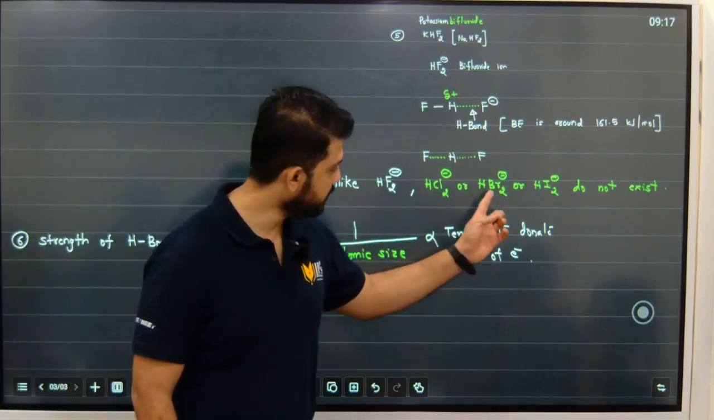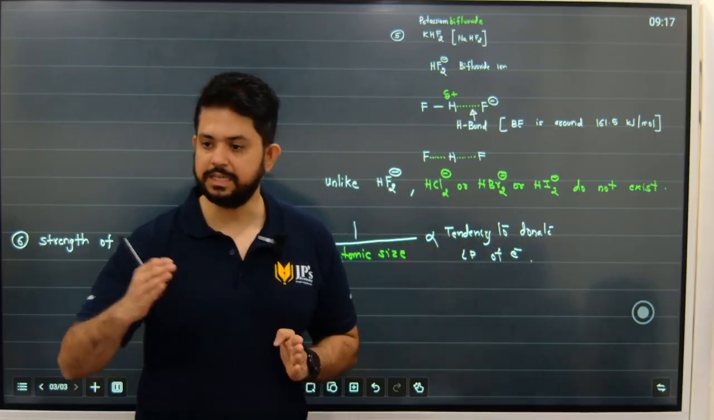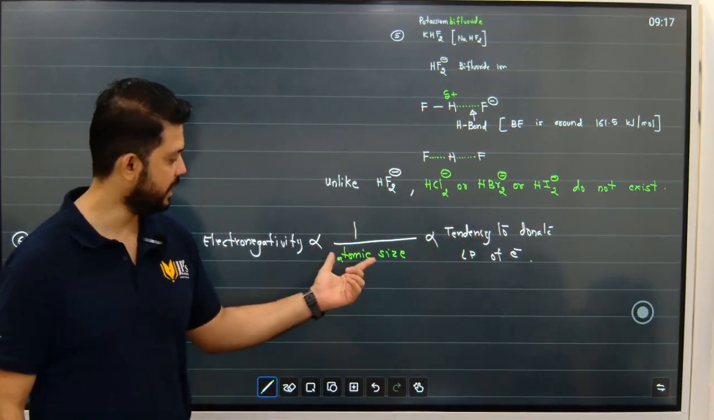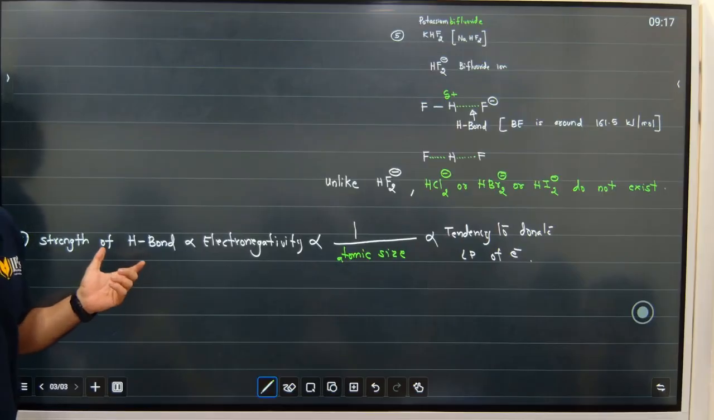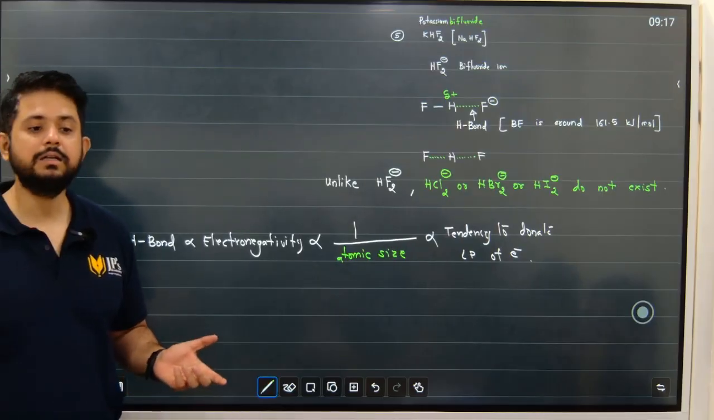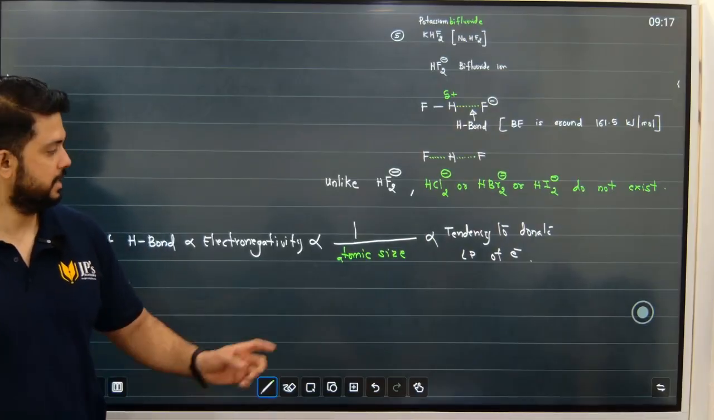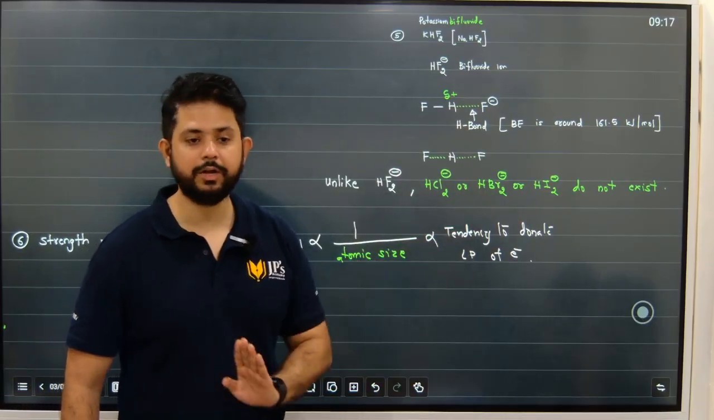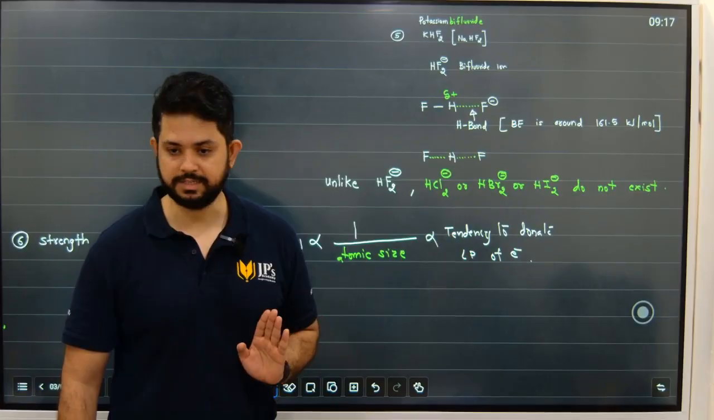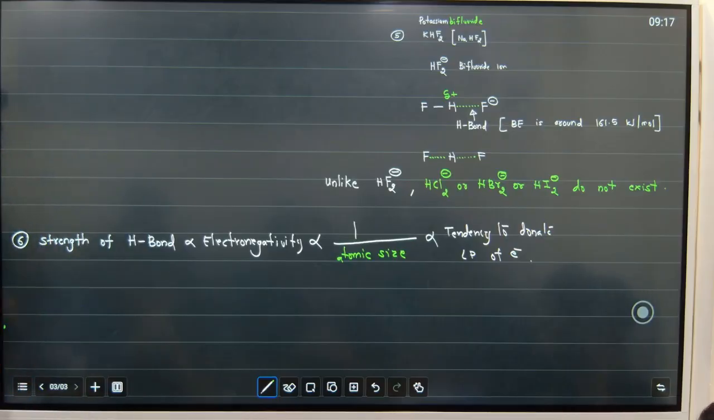If you look at the size over here, Cl, Br and I, the size increases. As the atomic size increases, the strength of hydrogen bond decreases, and the difference in electronegativity also decreases, and hence a bichloride, a bibromide or a biiodide ion, they do not exist. Okay? Now let's compare the strength of some hydrogen bonds.